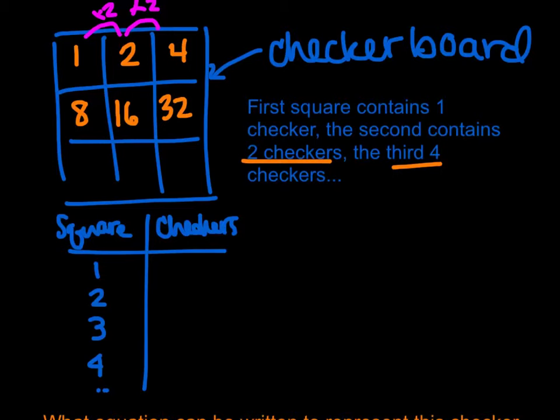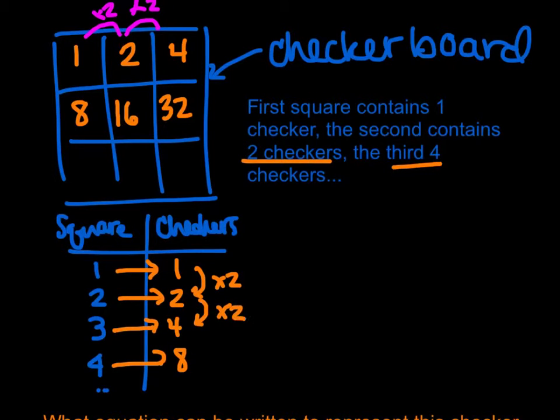So let's fill out this table a little bit. 1 square, we had 1 checker. 2 squares, we had 2 checkers. 3 squares, we had 4 checkers. 4 squares, we had 8 checkers. So I'm seeing that same growth pattern that we saw with the ballast. There's our similarity of a doubling. We're seeing that times 2. So what we can call this right here is a growth factor. We'll talk about this more in investigation 5.